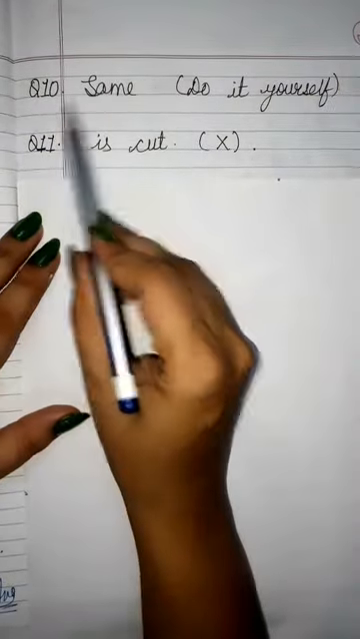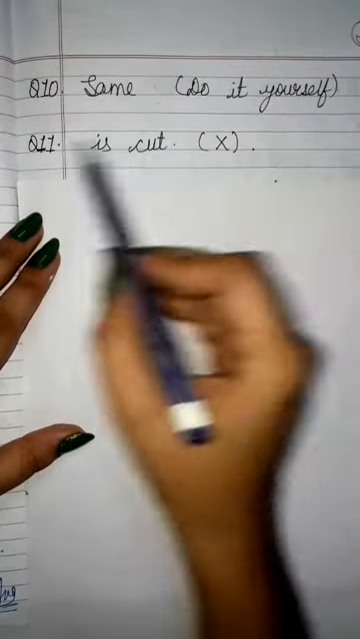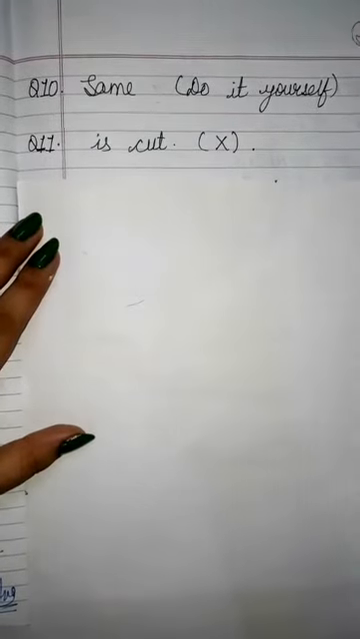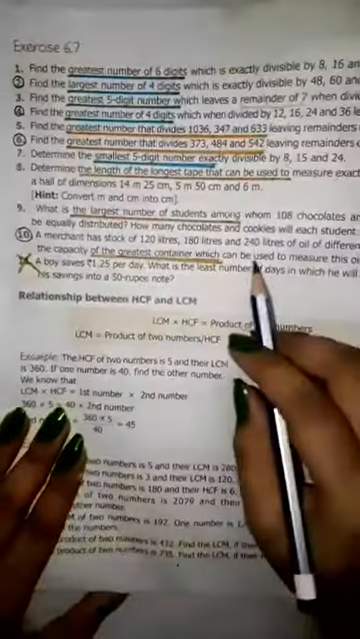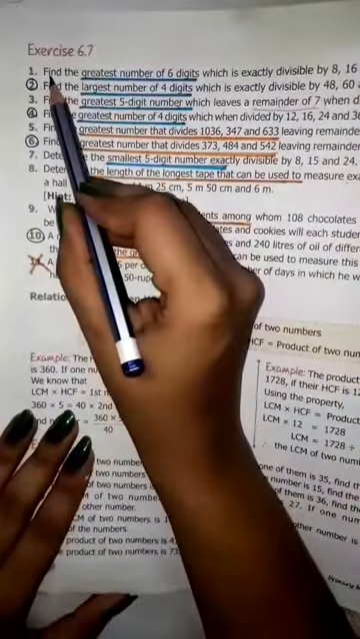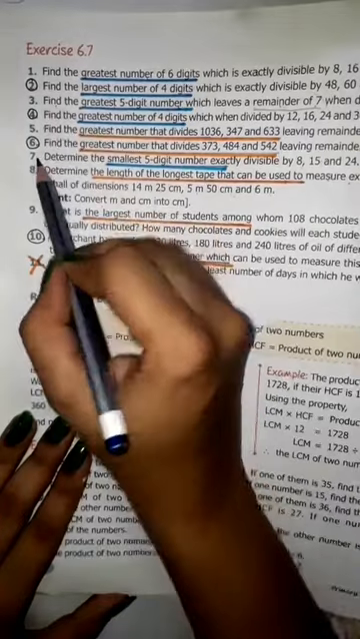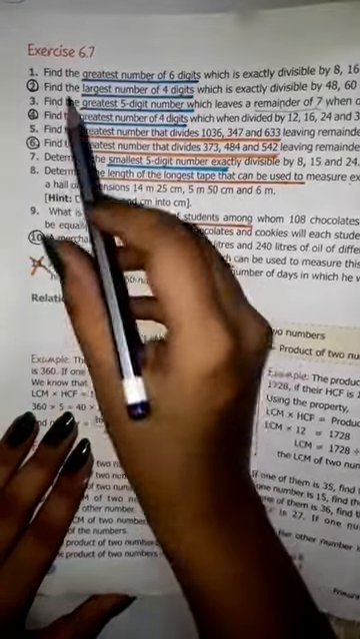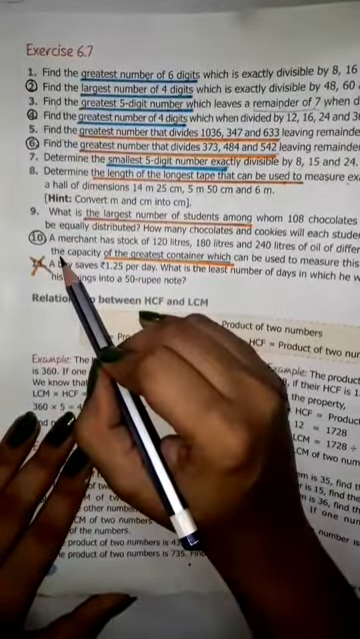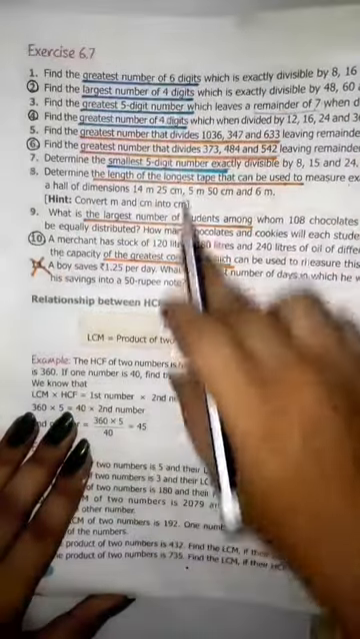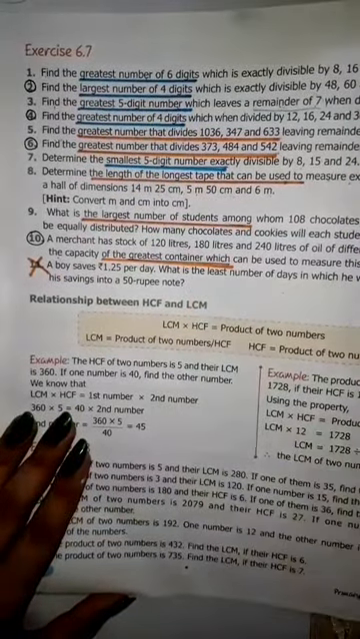Children, question number 10 is the same. You will be doing it yourself. And question number 11 is cut. So children, once again I repeat, question number 1, I have solved for you, question 3, question 5, question 7, question 8 and question 9. The remaining parts I have given in your homework. You try yourself. Do this exercise in your copy. Thank you.